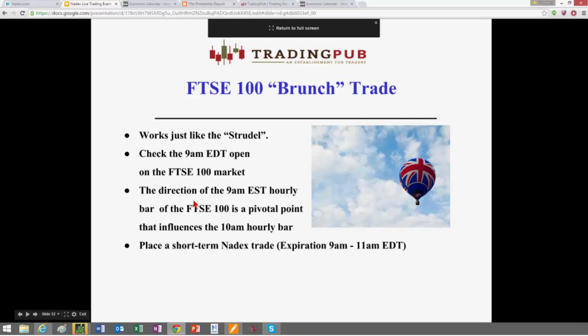Okay, the next trade that I'm going to be talking about once this trade closes out is the FTSE 100 brunch spread, and it's exactly the same as the DAX trade. What I'm going to do is jump over to the FTSE market and take a look at the development of the 9 a.m. hourly candle. If it's bullish, I'm going to buy. If it's bearish, I'm going to sell.